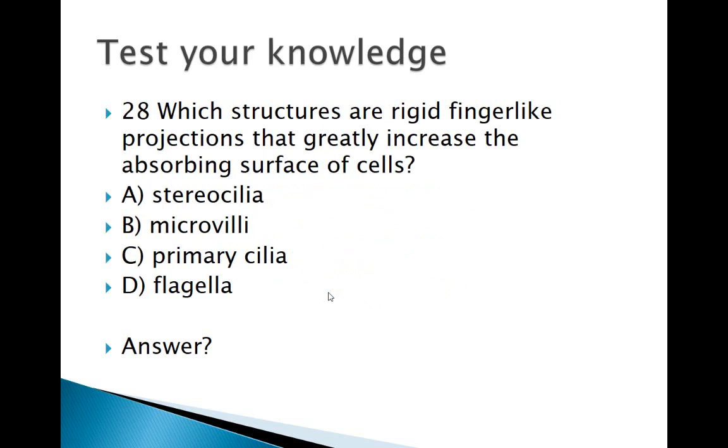Next question, which structures are rigid finger-like projections that greatly increase the absorbing surface area of the cells? And the answer to that would be B, microvilli.